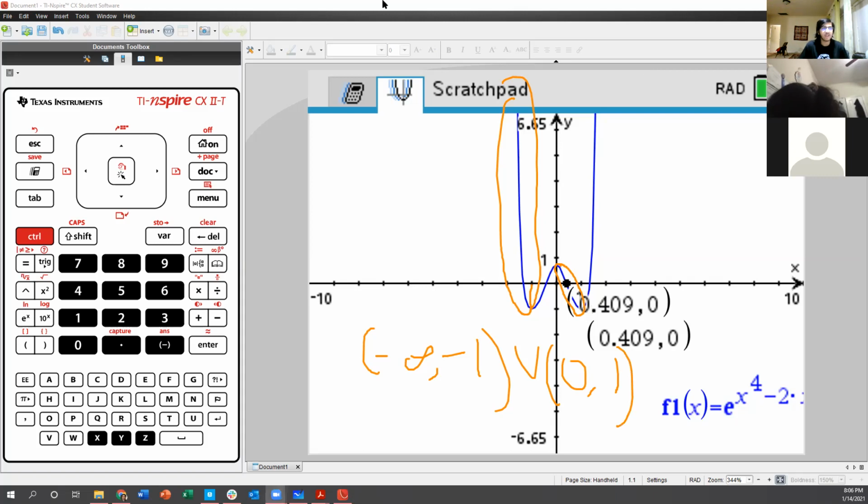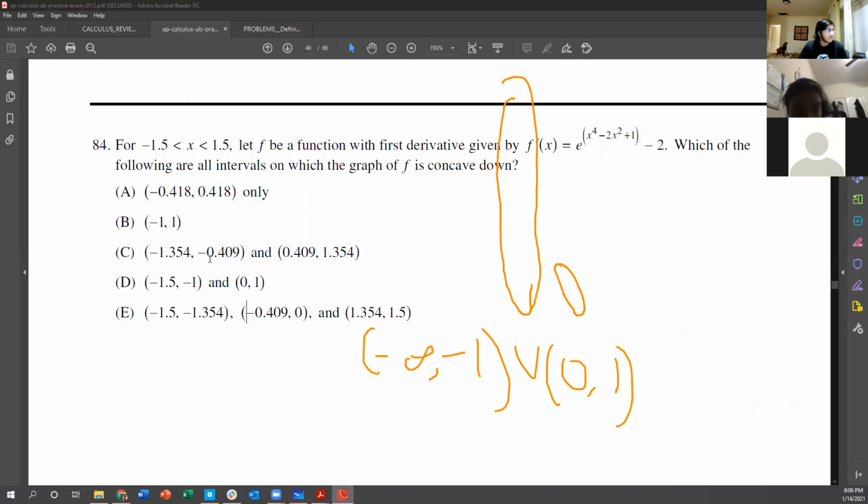So now let's look at our answer choices. Since our interval for the function is -1.5, this obviously cannot be negative infinity. It has to be -1.5, -1. So I'm leaning towards this answer choice, but I'm not sure actually.